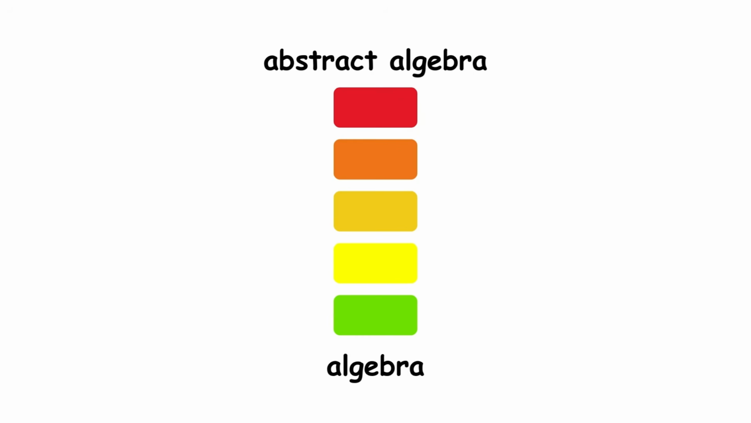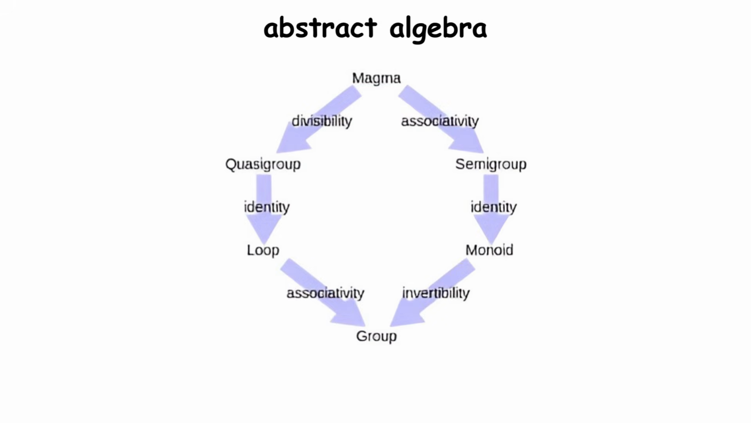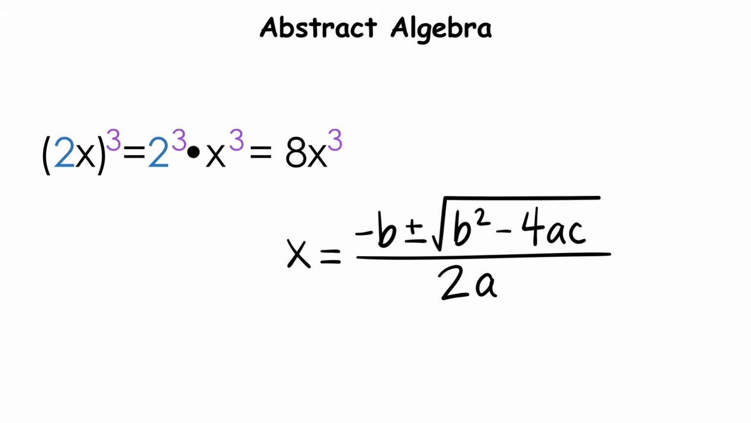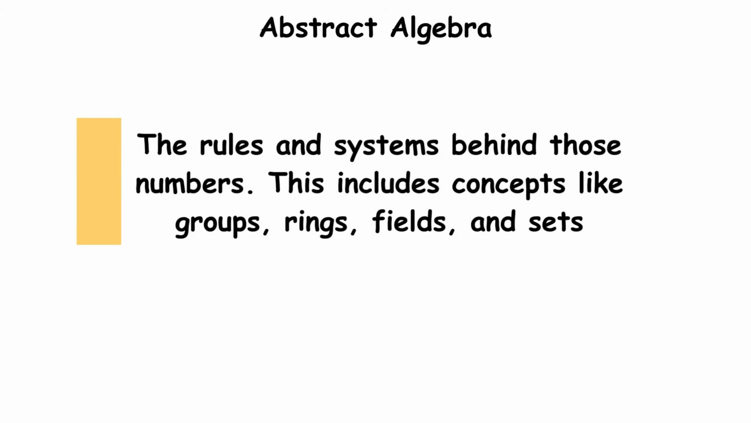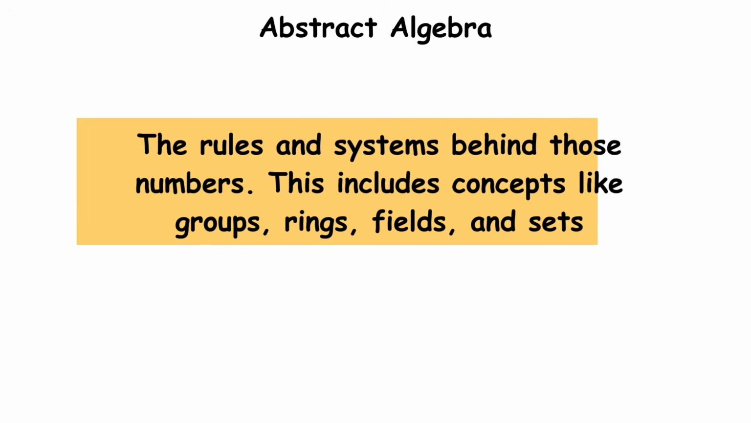At the highest level of algebra, we enter the world of abstract algebra, a branch of mathematics that explores algebraic structures in a more theoretical and generalized way. Unlike the earlier stages of algebra, which deal with numbers and equations directly, abstract algebra studies the rules and systems behind those numbers. This includes concepts like groups, rings, fields, and sets.